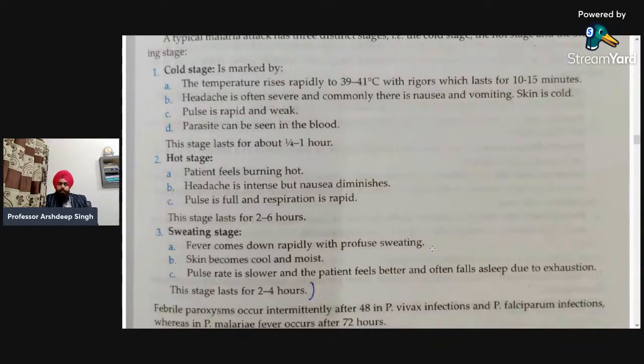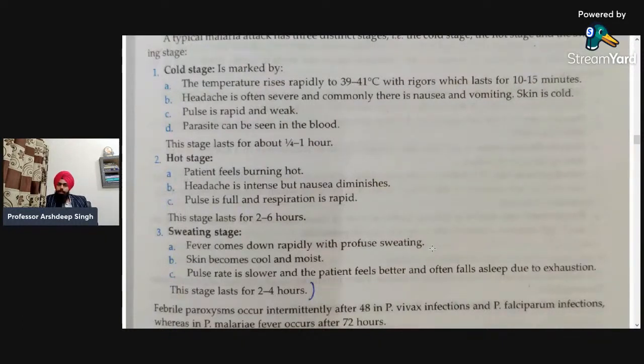Headache is often severe and common. Commonly there is nausea and vomiting, and the skin is cold. Okay, so the skin becomes cold, headache is present severely, the pulse is rapid and the parasite can be seen in the blood. So this is about the cold stage. We can diagnose the parasite in the blood by the use of a blood test, or a confirmatory test can be performed, and this stage lasts for about half to 1 hour. Next is the hot stage.